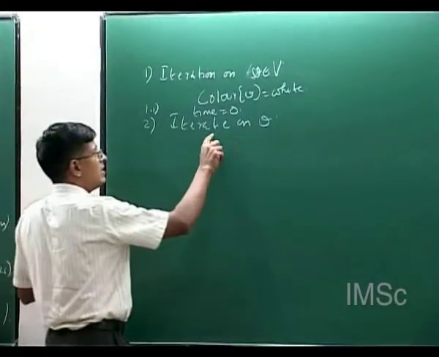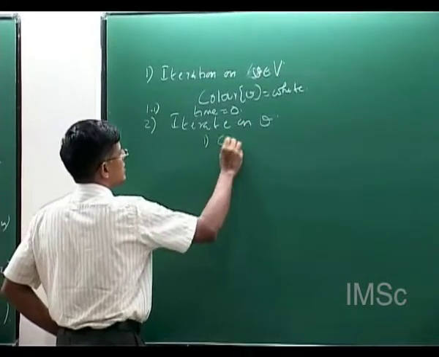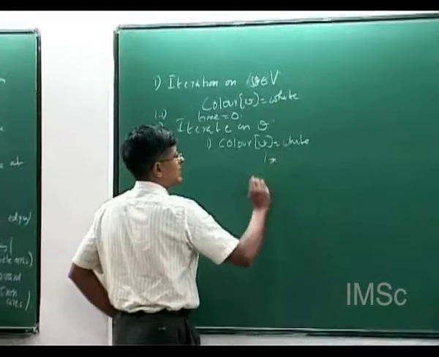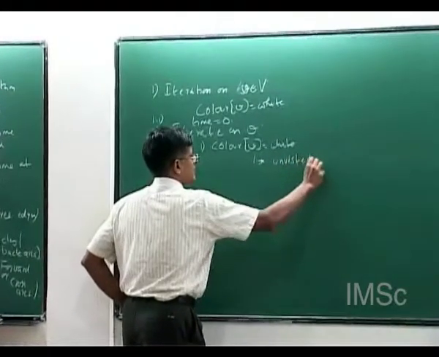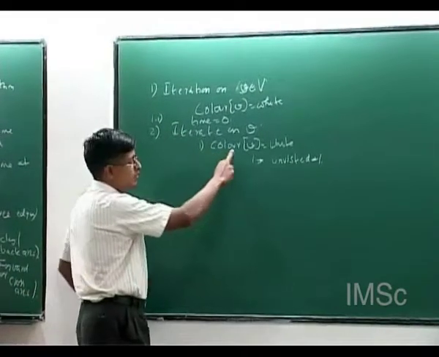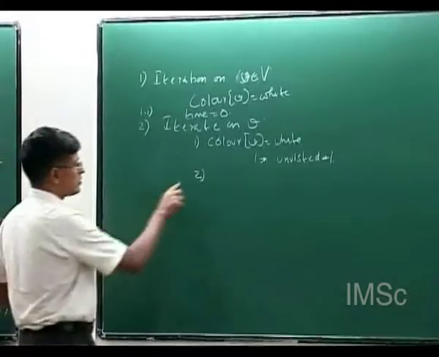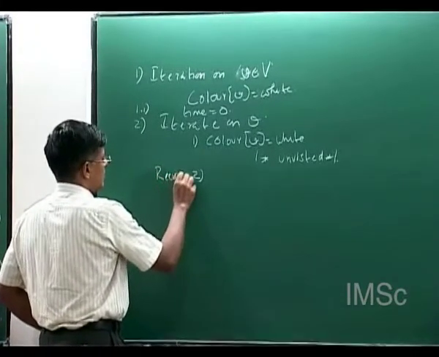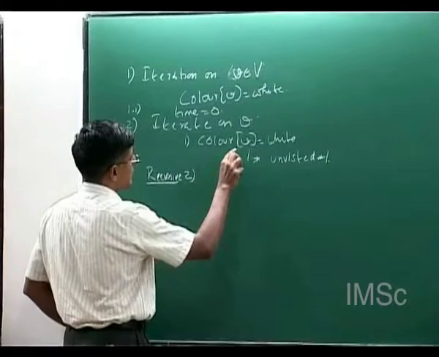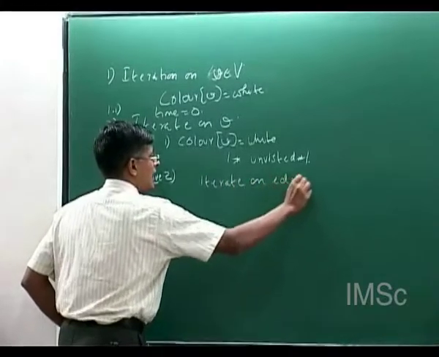And iterate on V. First check is to check if color is white, which would mean that V is unvisited. And now you start an exploration at V because V is unvisited. And this can be seen recursively, so this part is recursive from now on. Where you iterate on edges leaving V.